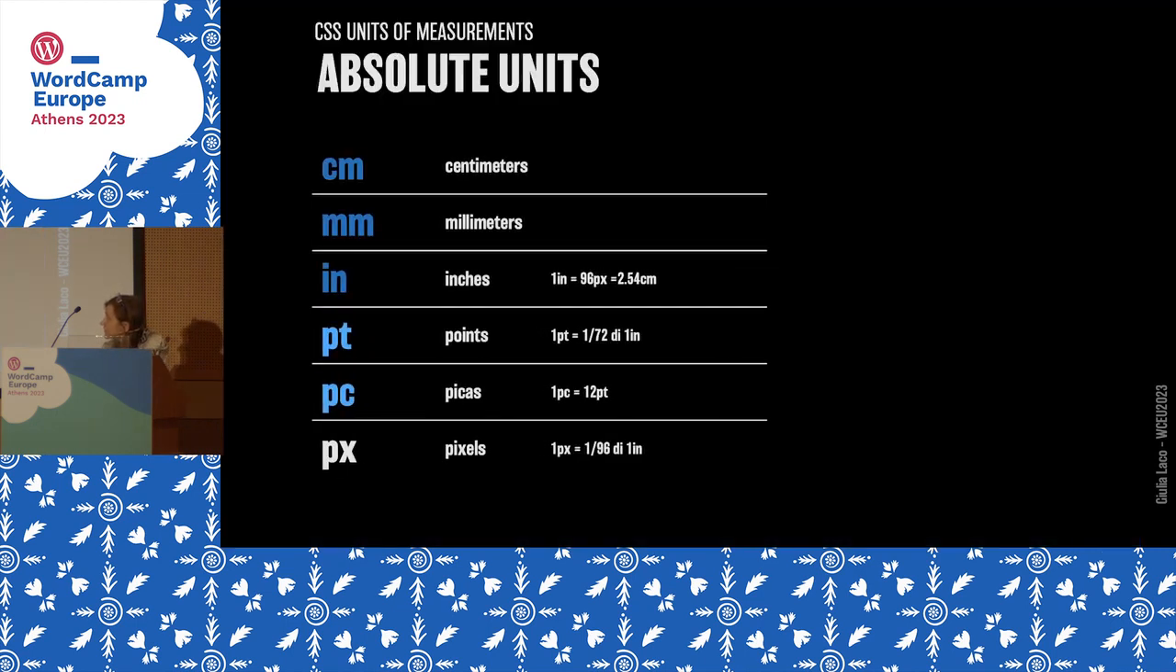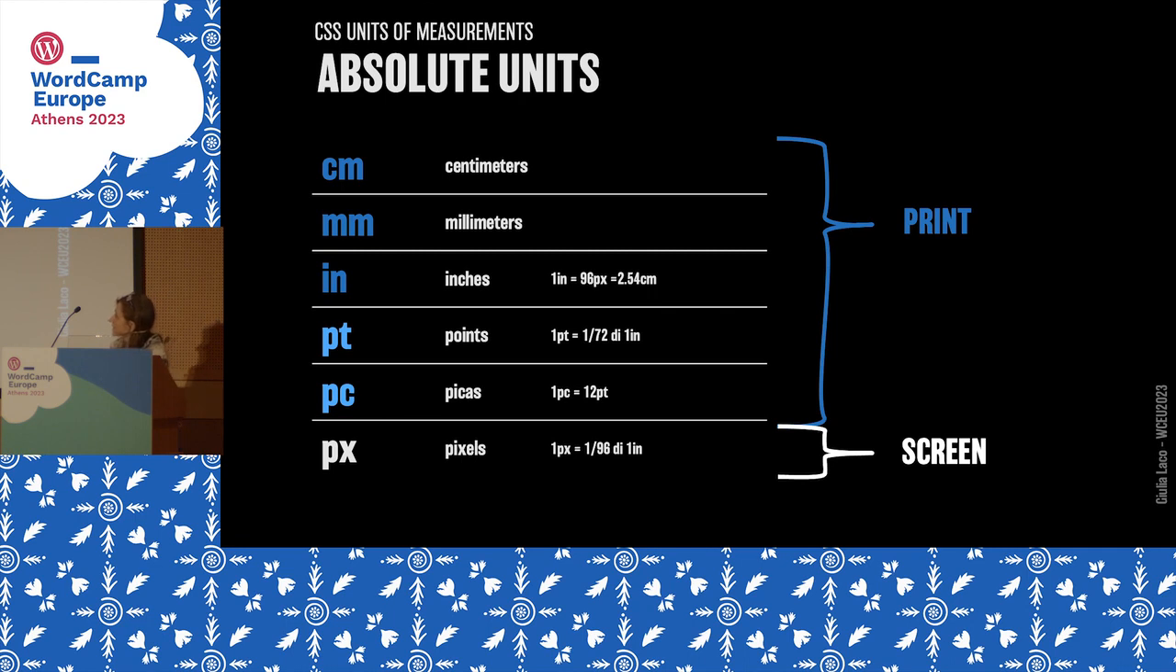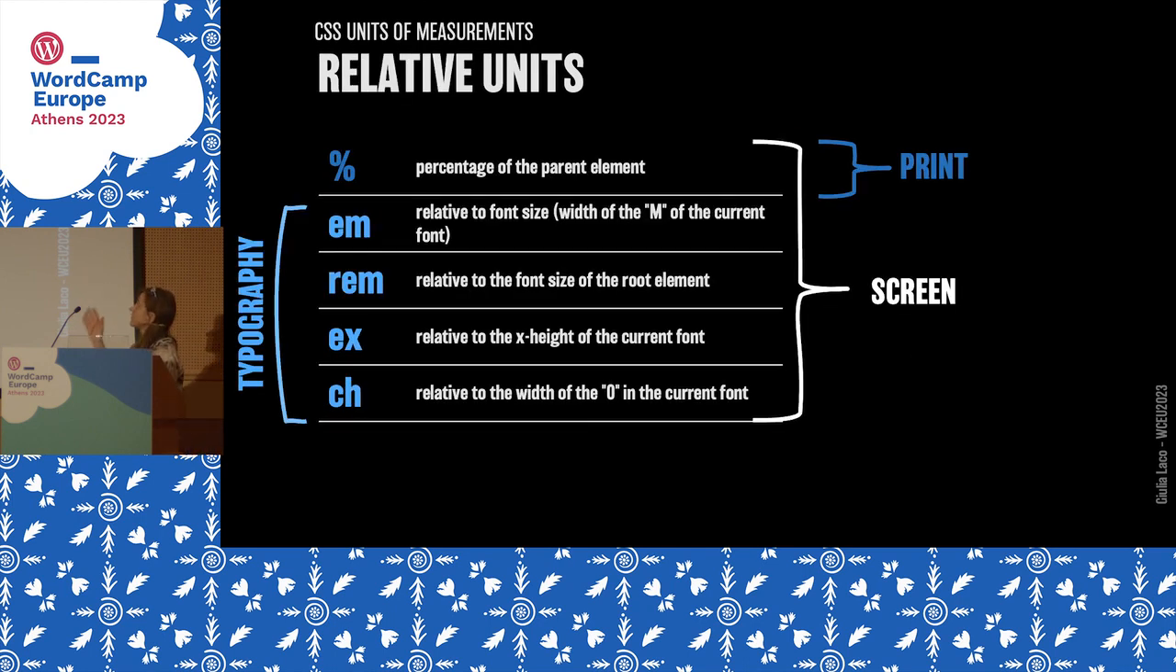Let's see, very briefly, the different units of measurement we have in CSS. We have some that come from print: centimeters, millimeters, inches. Points and picas are typically typographic units. Then we have pixels, which are for screen. Then we have percentage, which can be used for print or for screen; it's neutral. And then we have interesting typographic units: em, rem, ex, and ch.